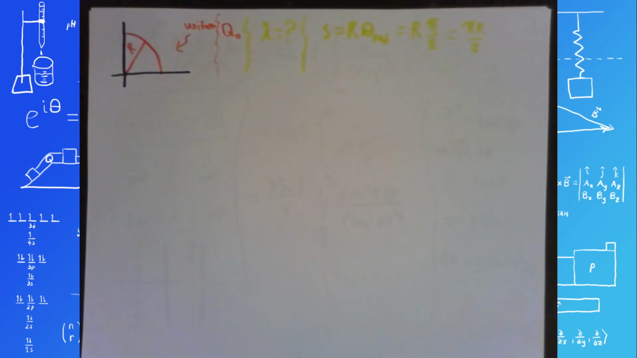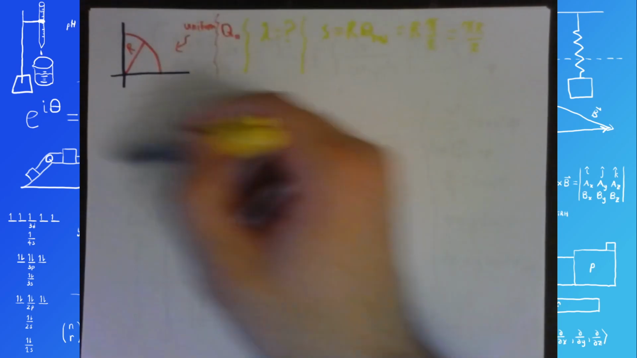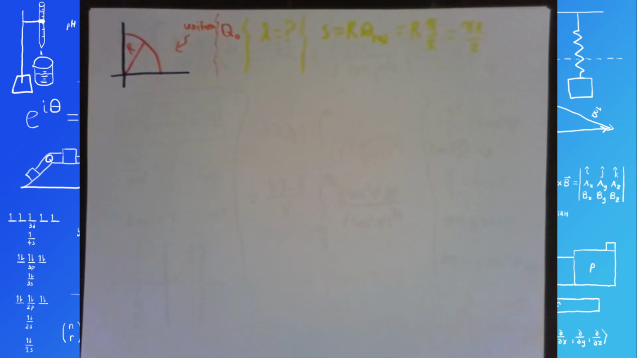Another way you could do this, if you forgot how radians work, which is kind of a problem that needs to be addressed, but if you've forgotten how to calculate arc length from radians, then you could also just calculate the circumference of a full circle and divide it by 4 to get the arc length of a quarter circle. 2 pi r divided by 4 gives you pi r over 2. Same result.